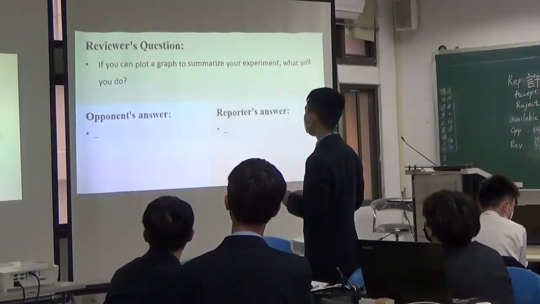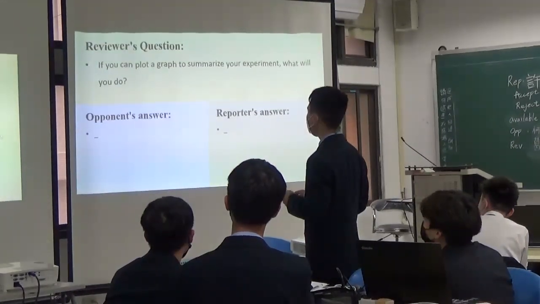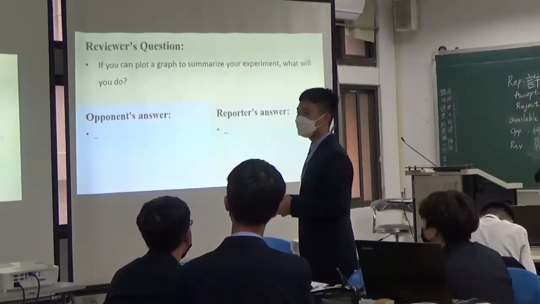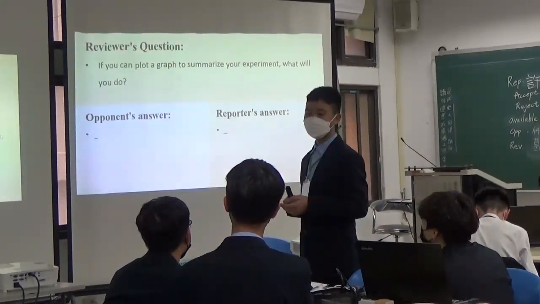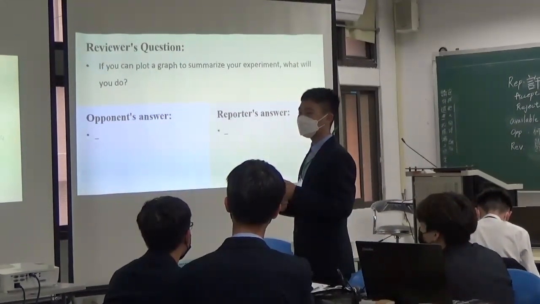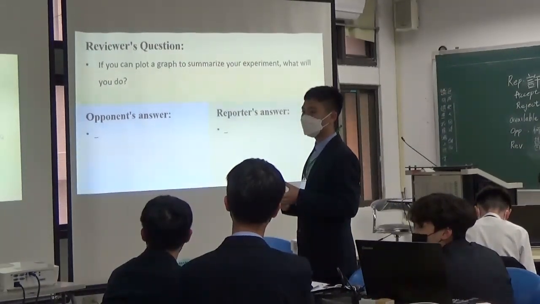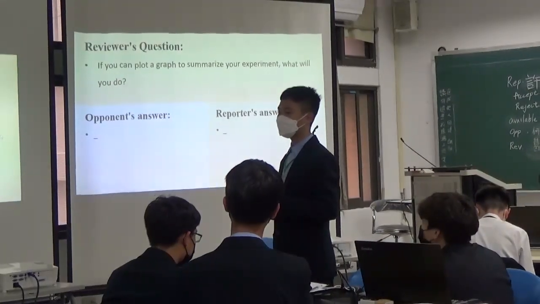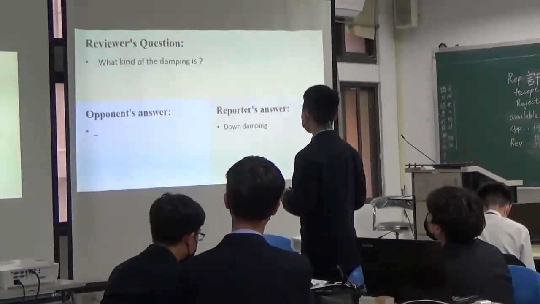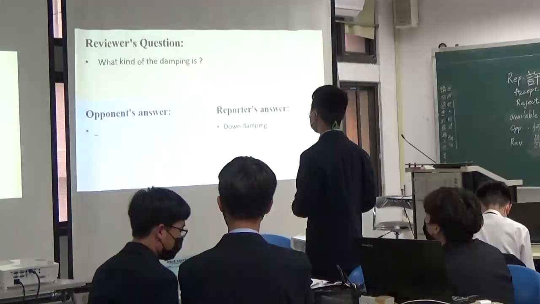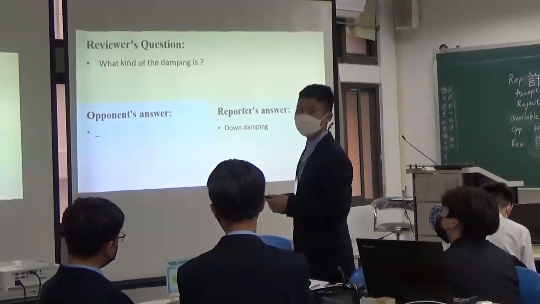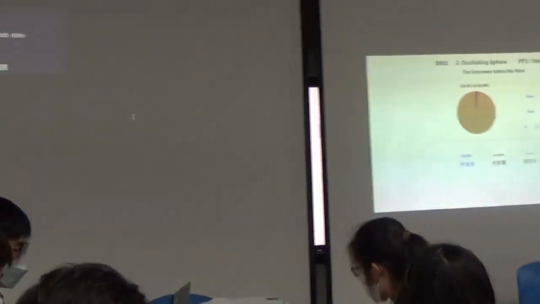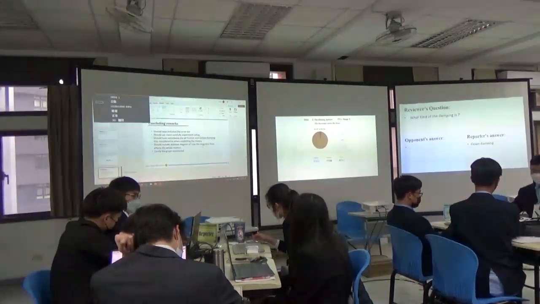So if you can plot a graph to summarize your experiment, what will you do? Then the reporter says to summarize the data and your prediction together and get a plot, which we think still needs more explanation. So the last one, what kind of damping is it? Sorry, time's up. So concluding remarks of the reporter.